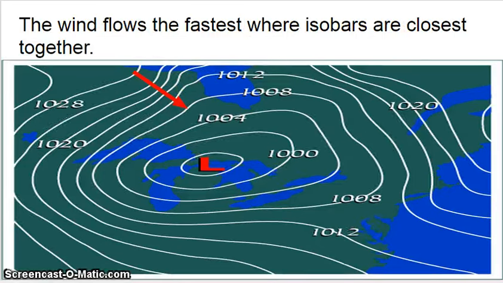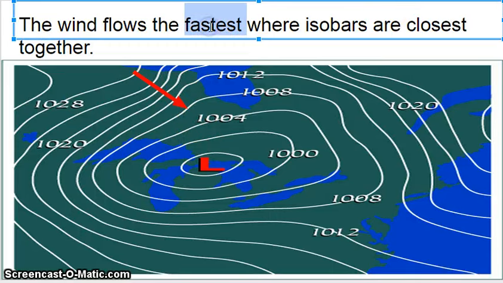Okay? So right up here, this is where you have high pressure very close to low pressure. Here you have 1028 pressure, and here you have a line of 1004 pressure. And because that's so close together, the air in this high pressure just wants to rush down in to fill in this low pressure area. So remember, the wind flows fastest where the isobars are closest together. And therefore, the opposite is also true.